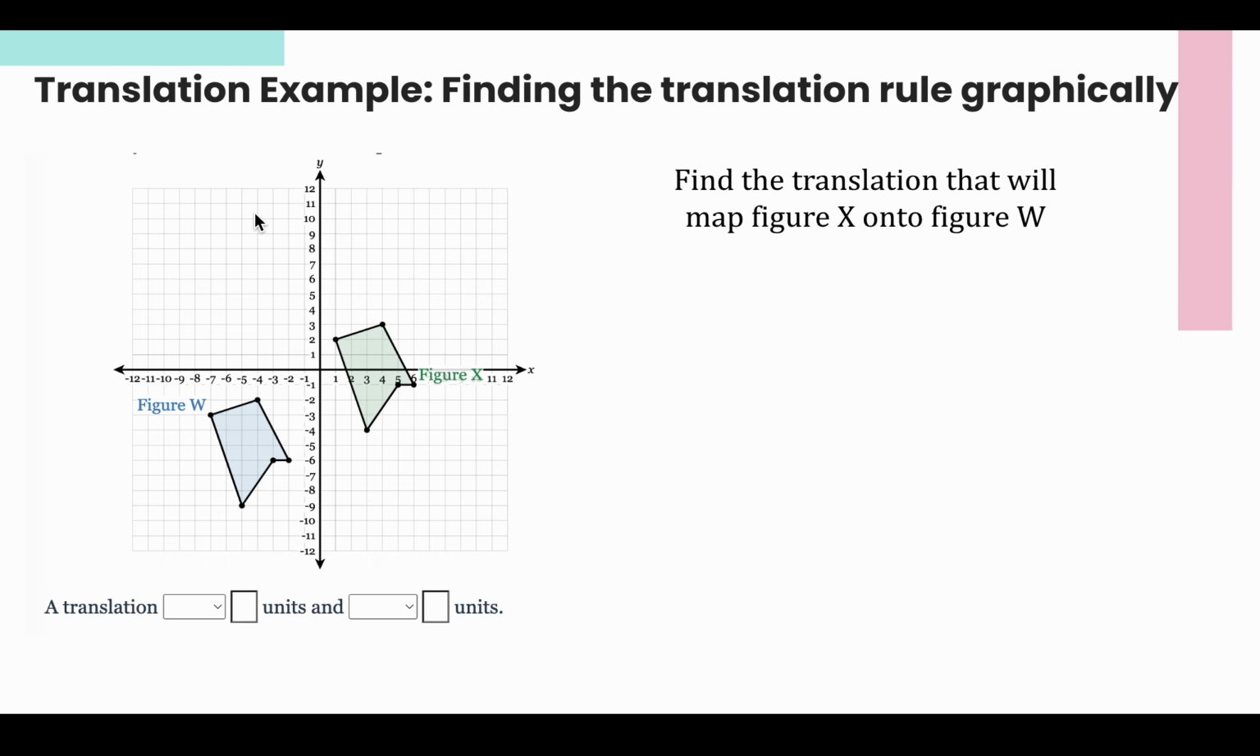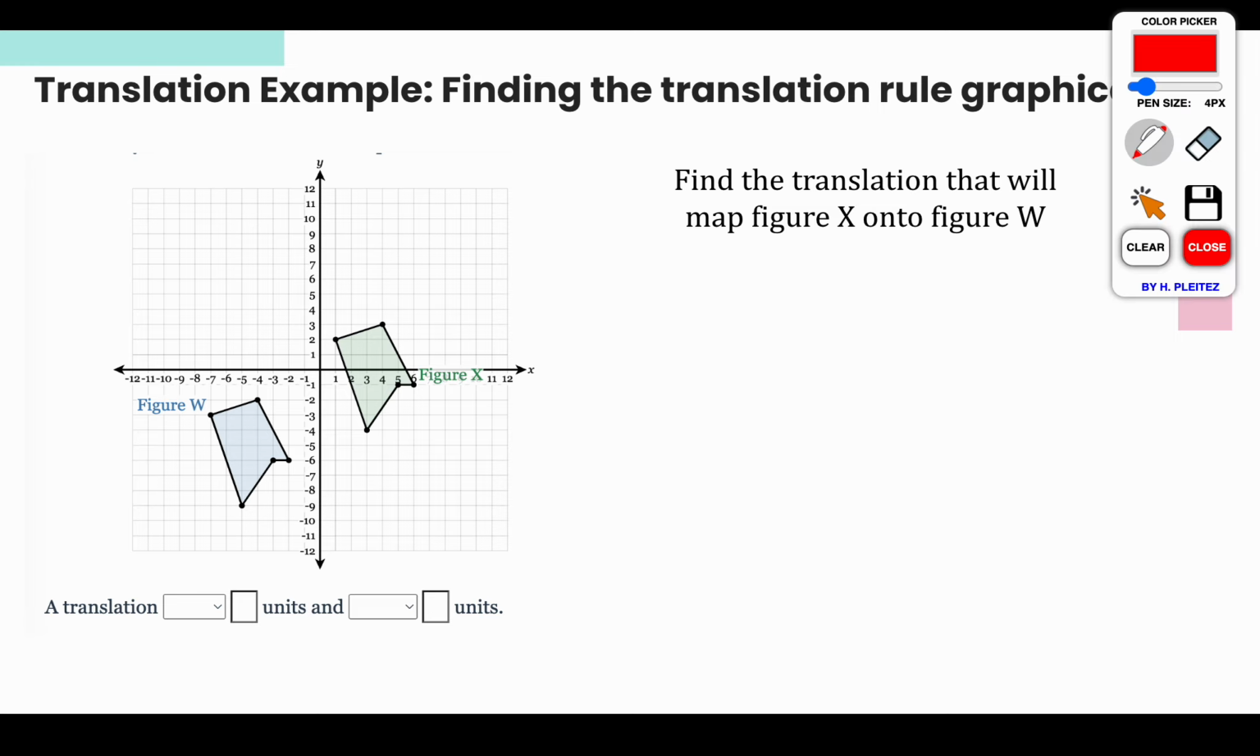Now, the last types of examples are going to be us finding the translation rule. So we can do this graphically and without a graph. The big idea here is find your points and see exactly how much your x and y coordinates are changing. Now, you only need to do this with one set of points because the translation rule is going to be the same for every point. So I'm going to pick this point here and this point here.